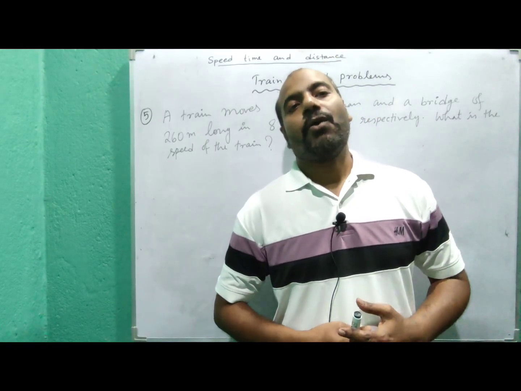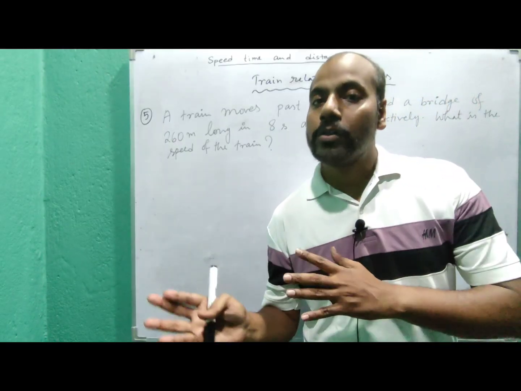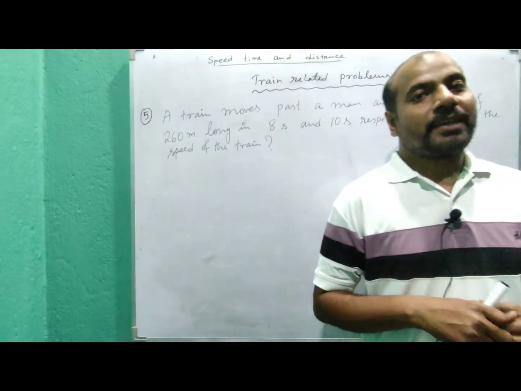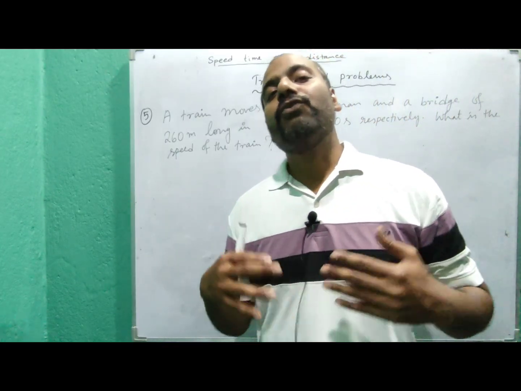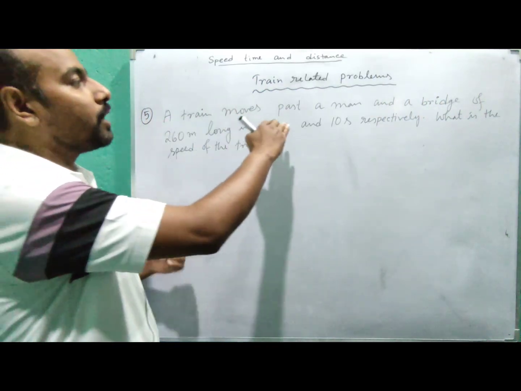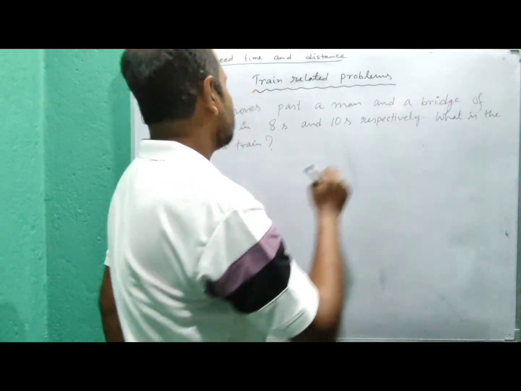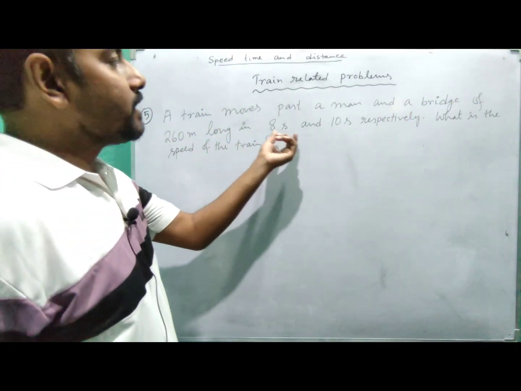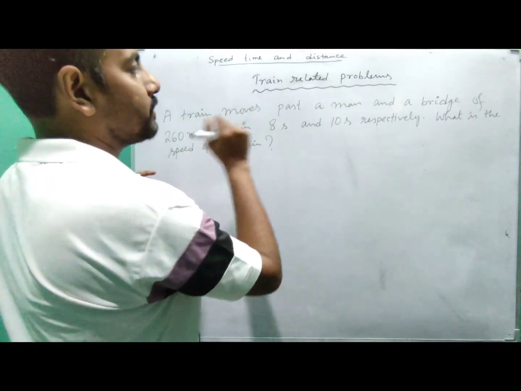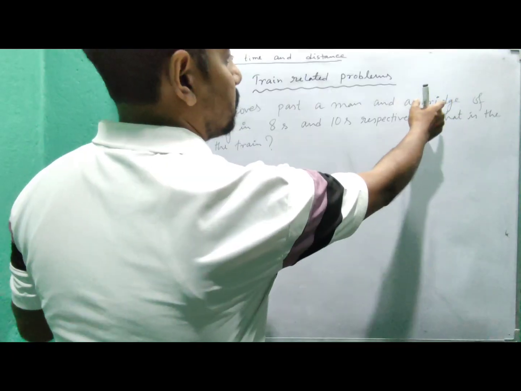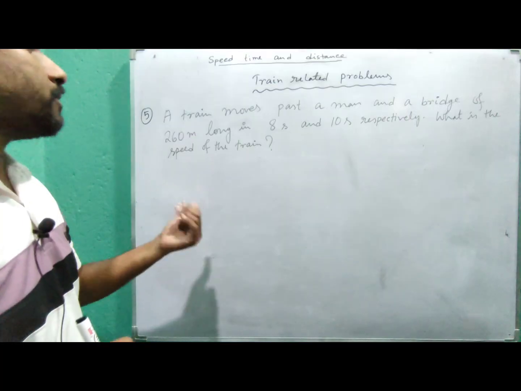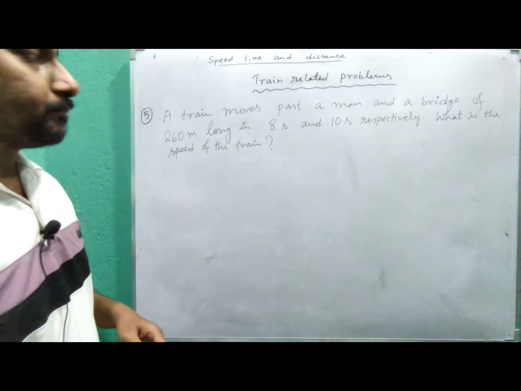In the previous questions, we dealt with a single object, that is a pole or a bridge. In the next question, they are together. It's a bit tricky, but if you understand the concept, it is very easy. The question is: a train moves past a man and a bridge of 260 meter long in 8 seconds and 10 seconds respectively. That means the train crosses the man in 8 seconds and the train crosses a bridge of length 260 meter in 10 seconds. They ask for the speed of the train. What is the speed of the train?